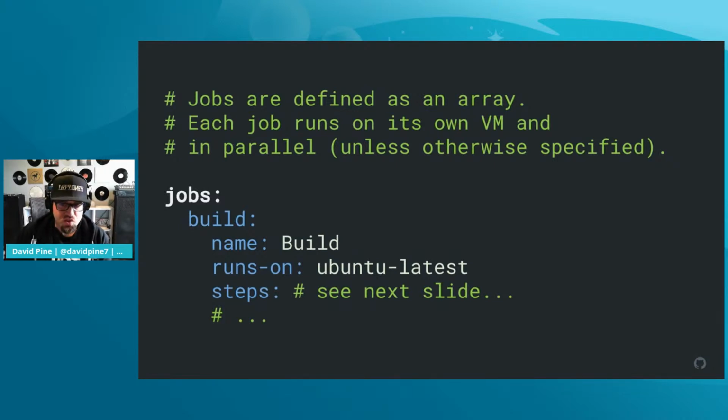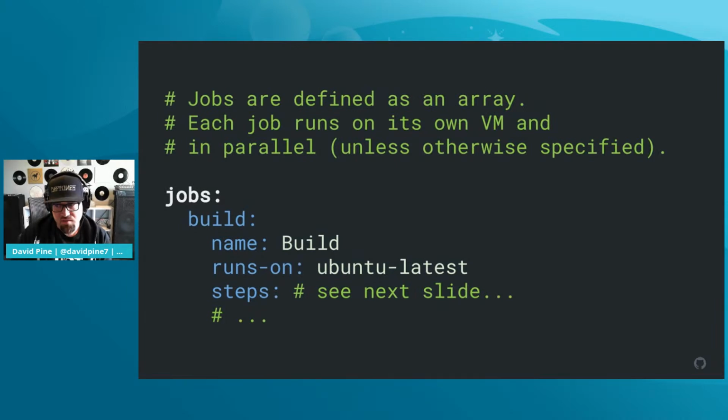Likewise, once it's triggered, you'll have a set of jobs, and every workflow has a set of jobs. Jobs are defined as an array, and each job runs in its own VM and in parallel, unless otherwise specified. So you can say jobs, build, and the name is arbitrary. We can name this whatever we want, and then we'll give it an actual name that will show up inside our logs. For build, we're going to say that it runs on Ubuntu latest.